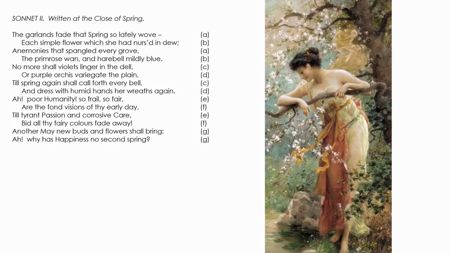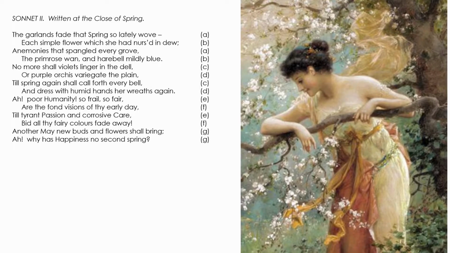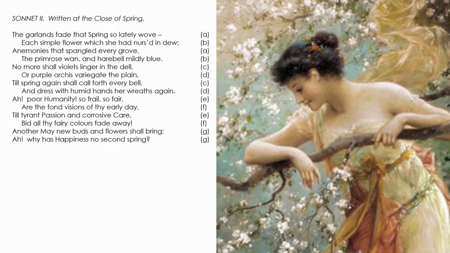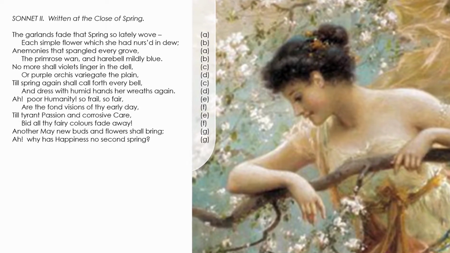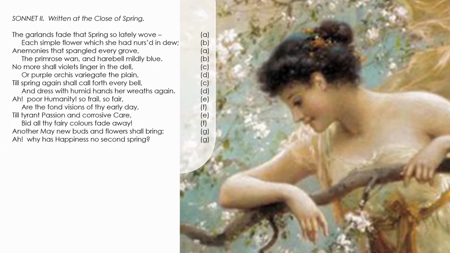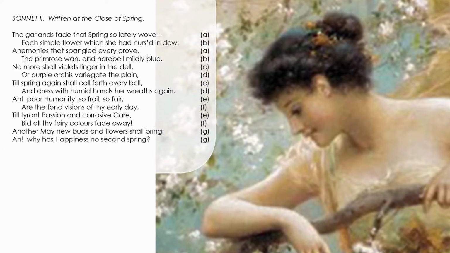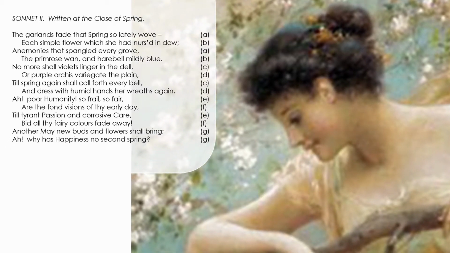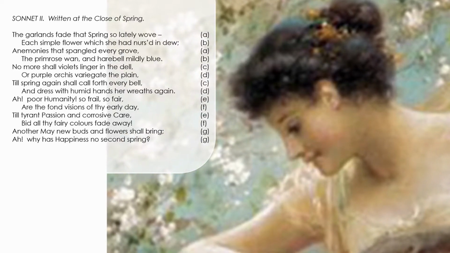In summary then, Written at the Close of Spring compares nature, particularly spring, and humanity. In many ways we can see why this is a proto-romantic poem, why it influences romanticism so much, because it's about humanity's engagement with nature, how nature makes humans feel. So we have on the one hand the hope and the beauty of spring, and on the other we have the corruption and the sadness of humanity.